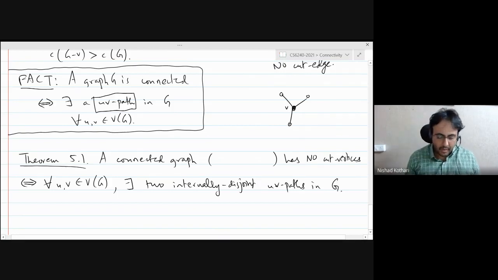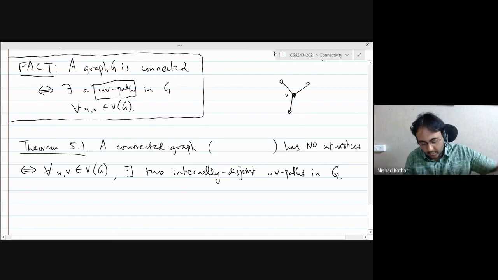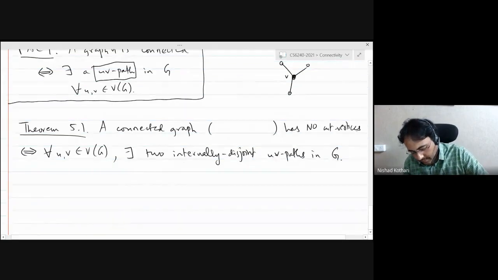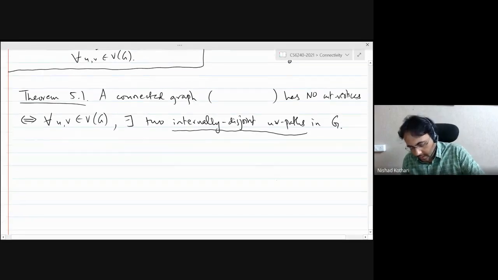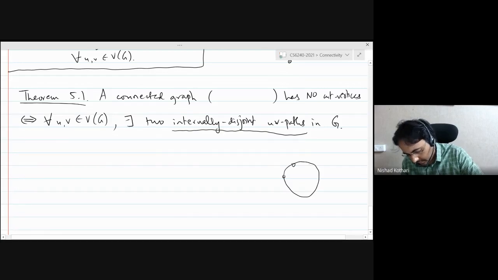Okay. So that brings us to the question, what does it mean for two paths to be internally disjoint? Okay, let's take an example. Well, let's take the simplest graph. Let's take a cycle. Okay, and let us call this U and let us call this V.